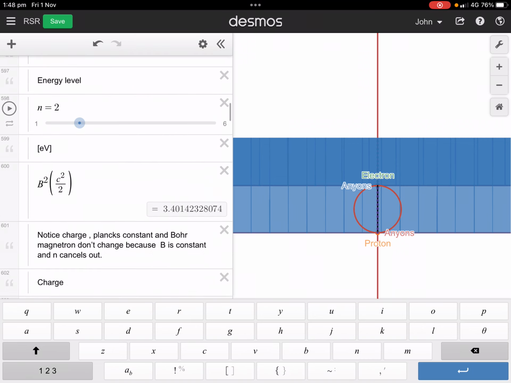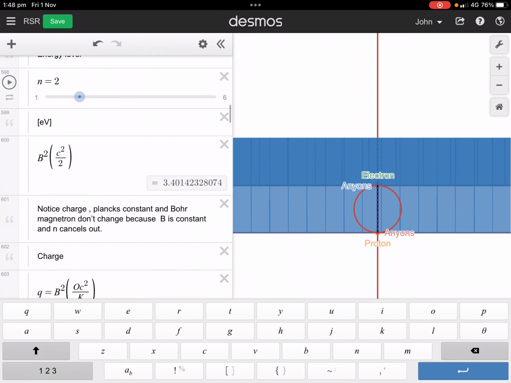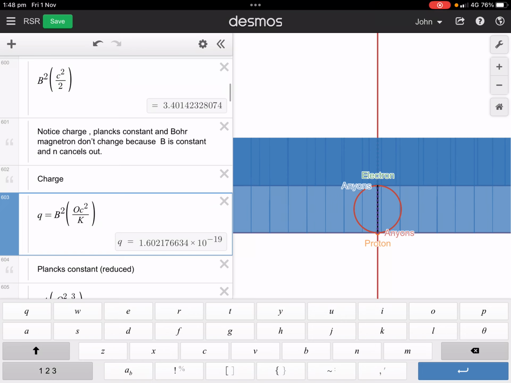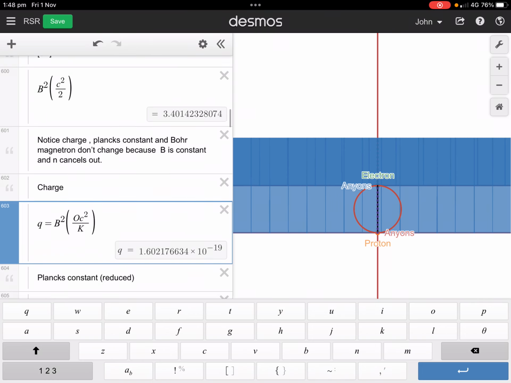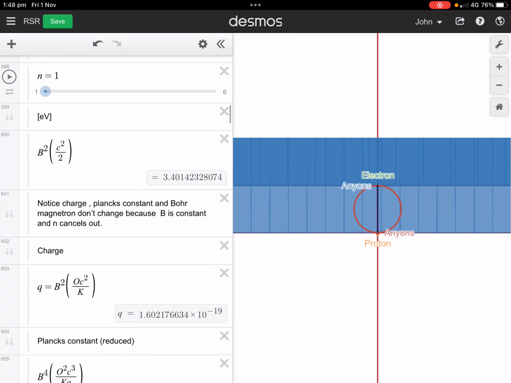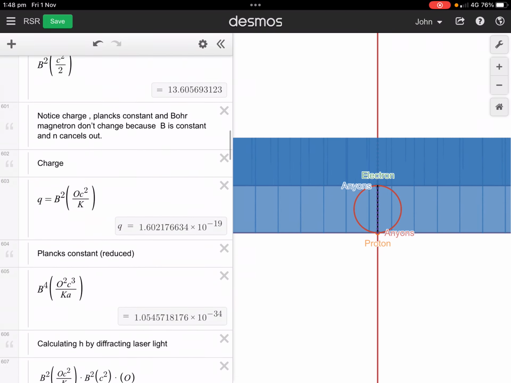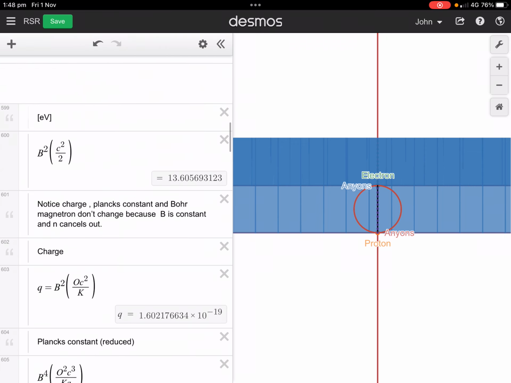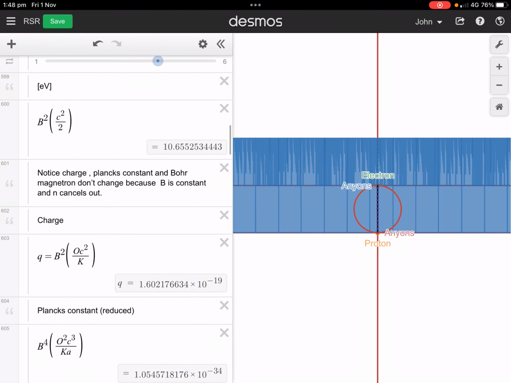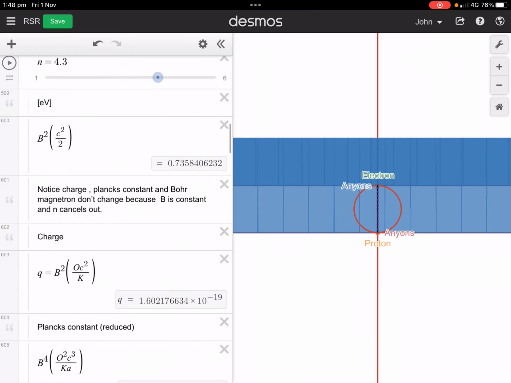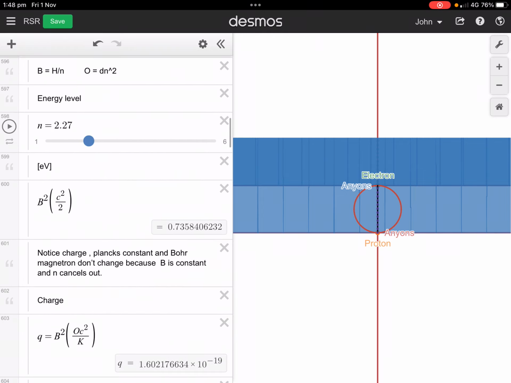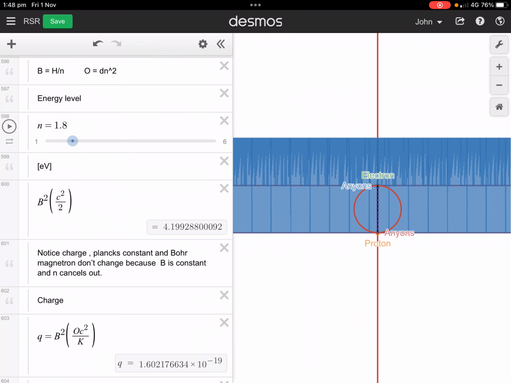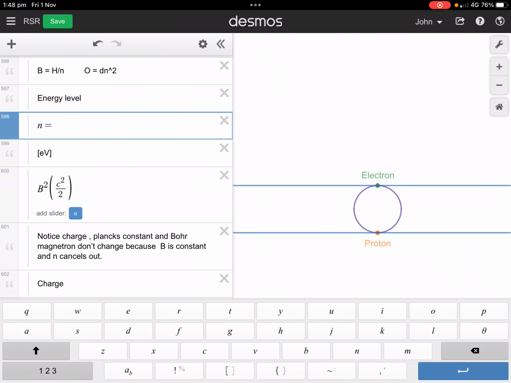Doesn't make any difference which level I choose. See here, here's the charge at level 2, and at level 1 the charge is still the same. So is the Planck's constant. It doesn't vary with the level. See? So anyway, let's just make it 2.